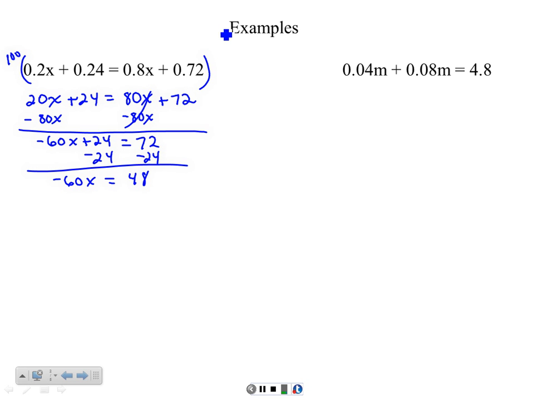And then I'm going to divide both sides by negative 60. So those are just following the steps from Chapter 2, Section 1. And so we're going to get x is equal to... Now, for my answer, it's okay for your answer to be a decimal. So for example, the answer here is going to be negative 0.8.